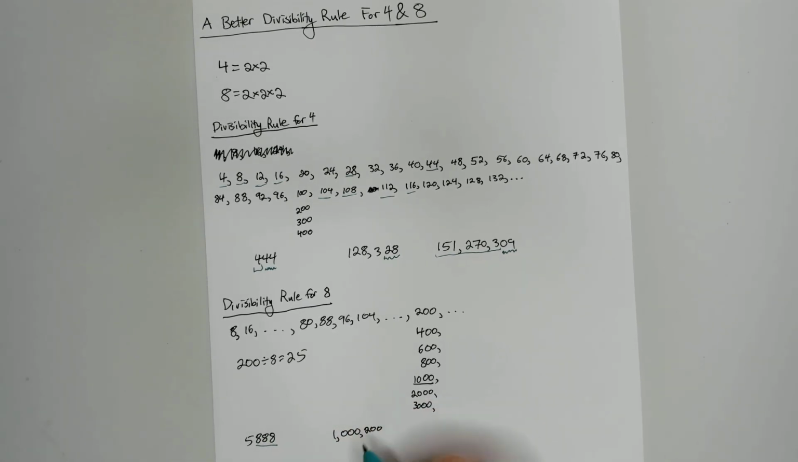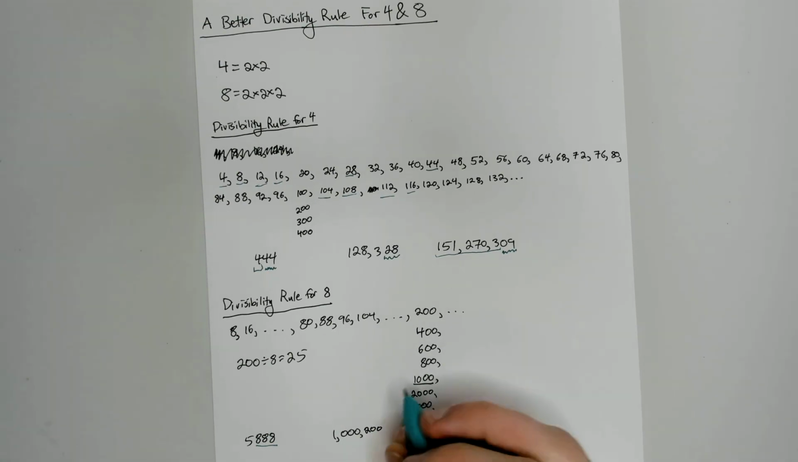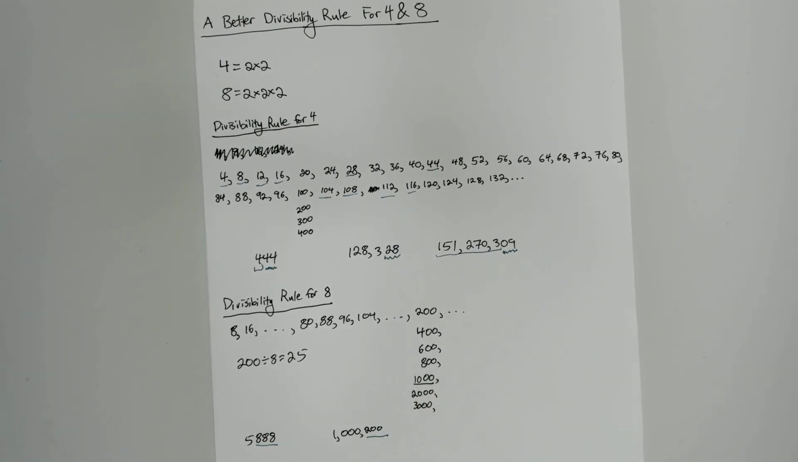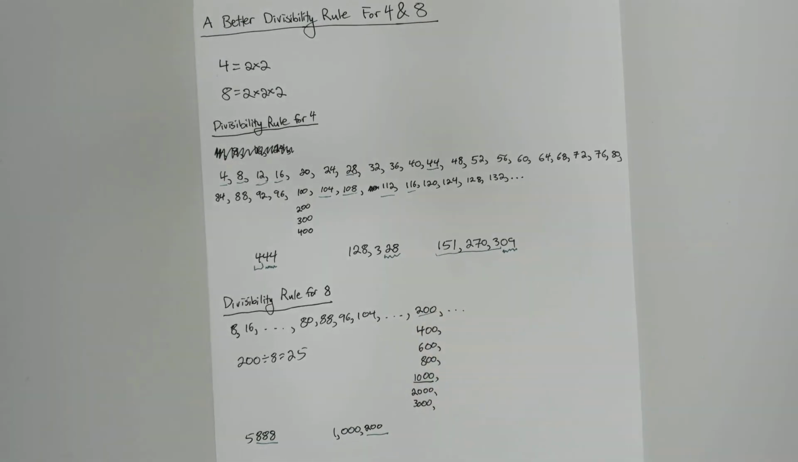All right, we could try 1,200,000. A million being a multiple of 1,000 means it's a multiple of 8, which means it's divisible by 8. So again, we just have to focus on the last three digits. 200 is a multiple of 8, right? We showed that up here. So we know that this number is also going to be divisible by 8.